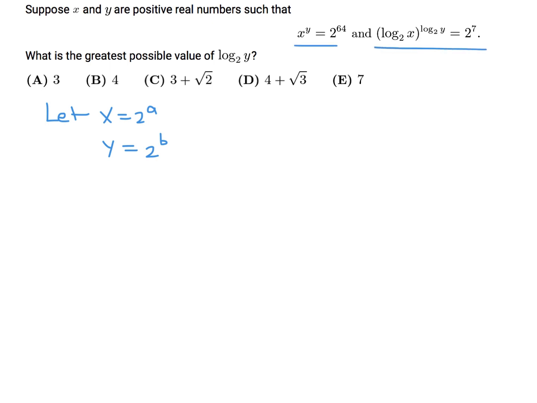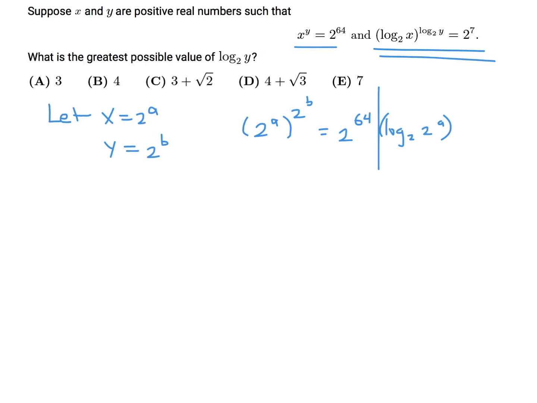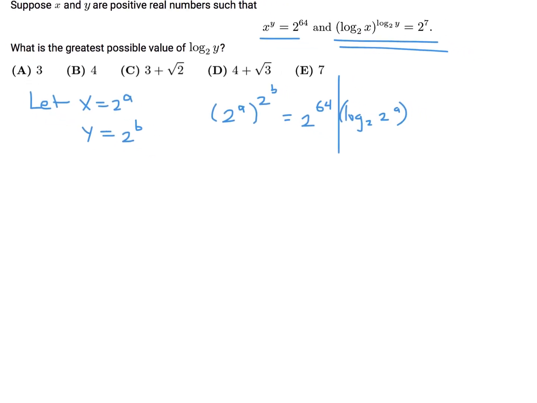So that x to the power of y would basically be 2 to the power of a to the power of 2 to the power of b. And that is equal to 2 to the power of 64. And then in this guy, it's going to be log of 2 to the power of a to the base 2, all to the exponent, I'm going to need some more space here, log of 2 to the power of b to the base 2, and that is equal to 2 to the power of 7.